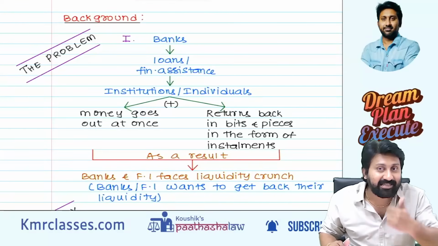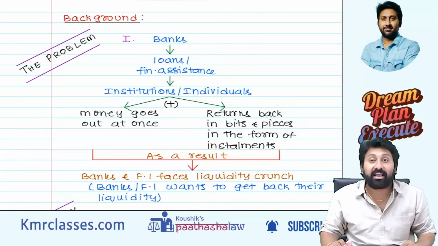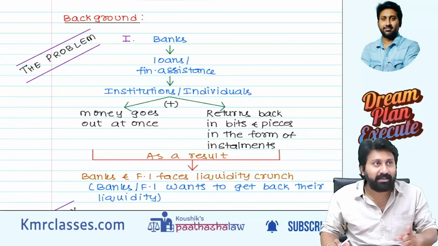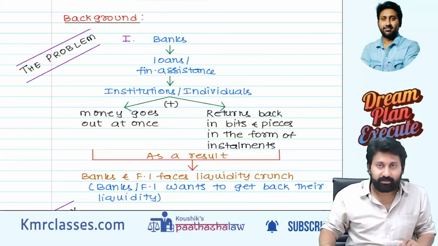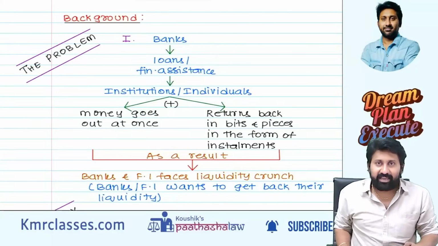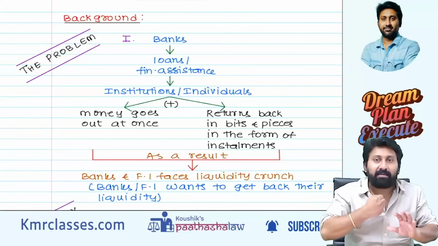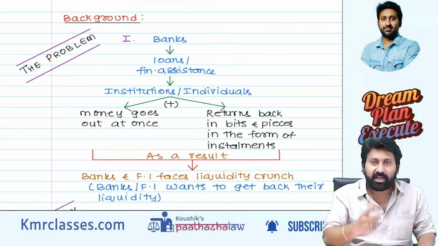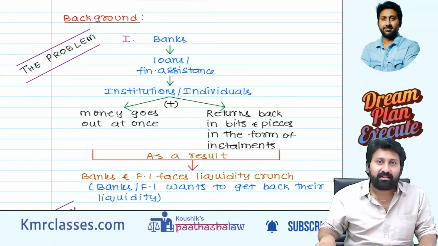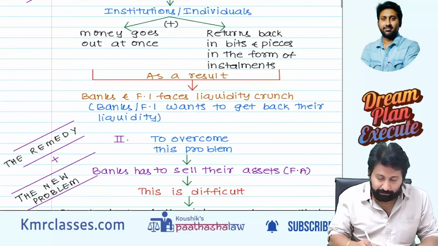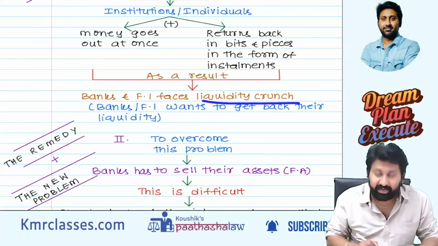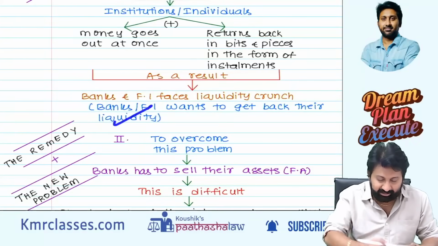Then how are the banks surviving? First, that question you should get in life. If you are not getting that, it means you are not understanding it. Understood the logic clearly? Simple logic here: banks are giving 100 rupees but getting back the EMIs in bits and pieces as installments. Then how are banks surviving? Listen, how they survive. Banks and financial institutions face a liquidity crunch and want to get their liquidity back.